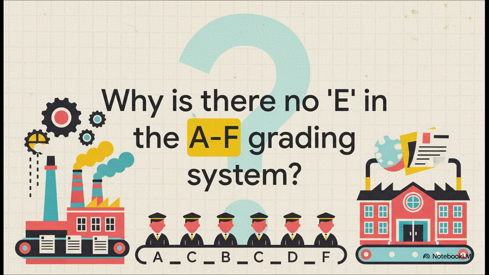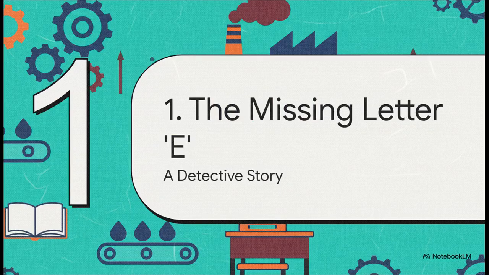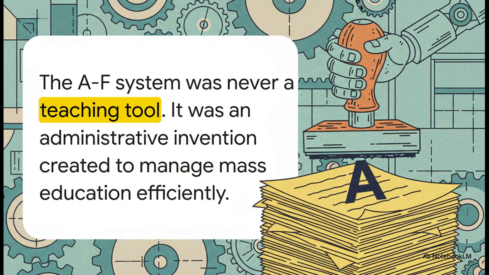Well, it turns out the answer isn't just some fun fact for trivia night. Nope, it's the key that unlocks the entire reason we have the grades we do today. So let's put on our detective hats and start with that missing letter. Seriously, think of this as a mystery. And the clues? They're going to lead us to a system that was built for a world that looks, well, nothing like ours.